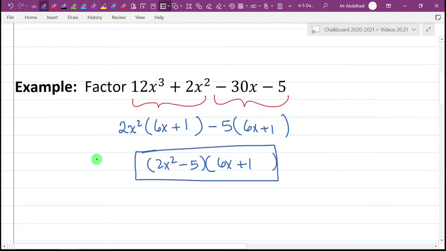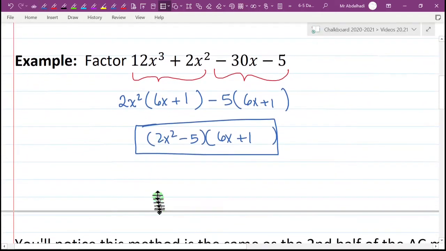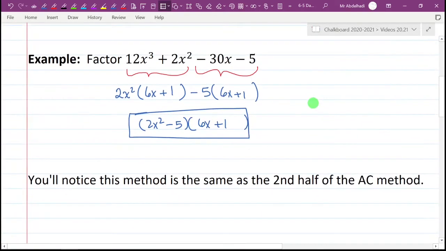So you'll recognize that as being the second half of the AC method. That's nothing new. That's what I've written here. Okay, but now we're going to take it further. What happens if you don't have all the same letter?